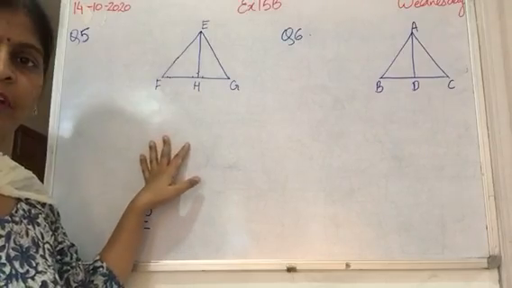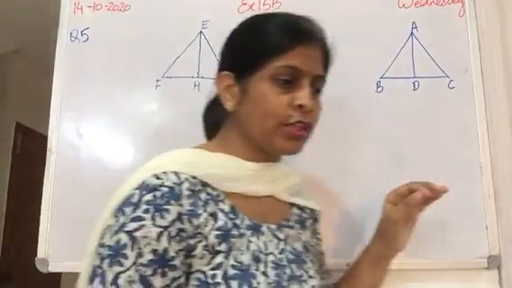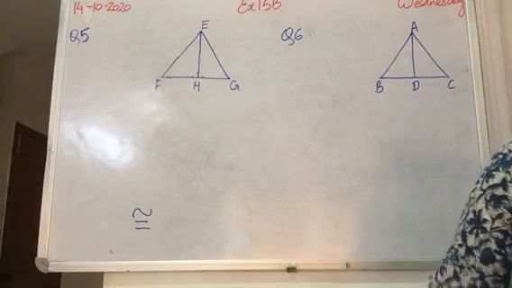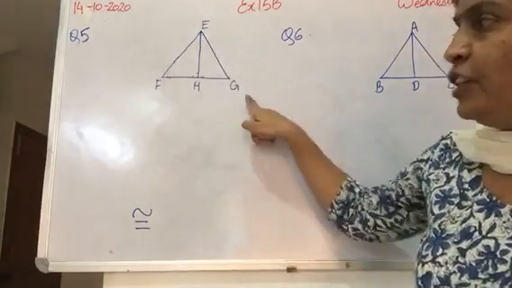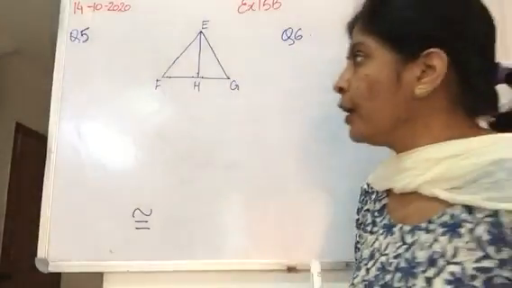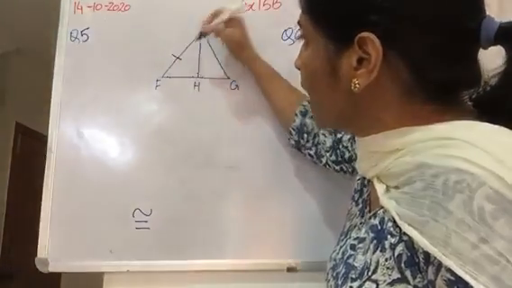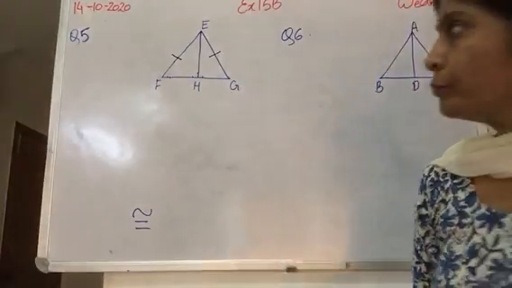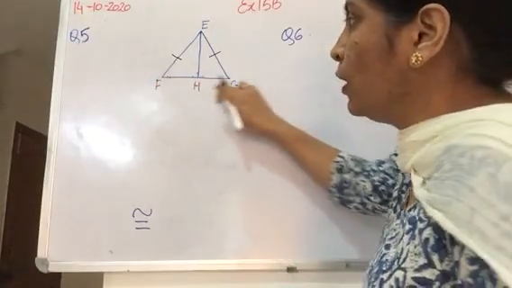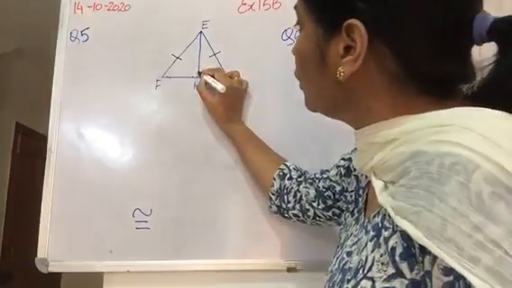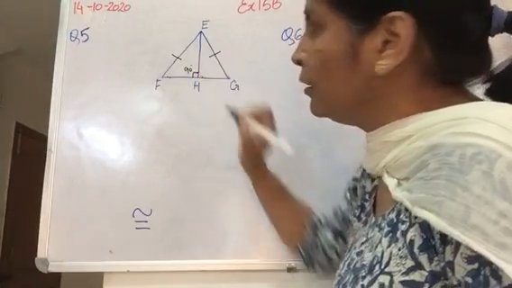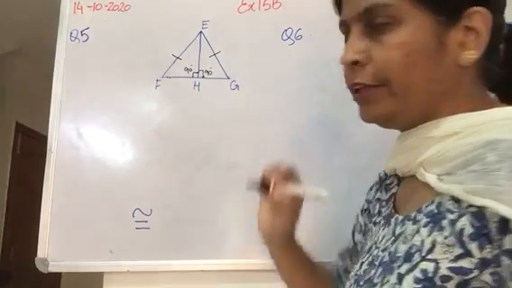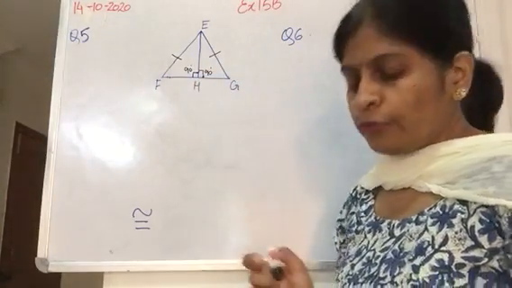As Chetna ma'am has already discussed the first four questions, we start with question number 5. Question number 5 says triangle EFG is an isosceles triangle. Isosceles triangle means EF and EG are equal sides. It is given in the book, and EH is perpendicular to FG. Perpendicular means they make an angle of 90 degrees. Here 90, and here is also 90, because it is a linear pair.